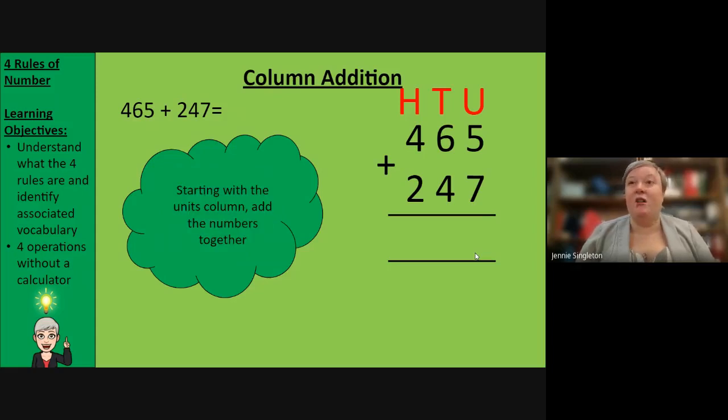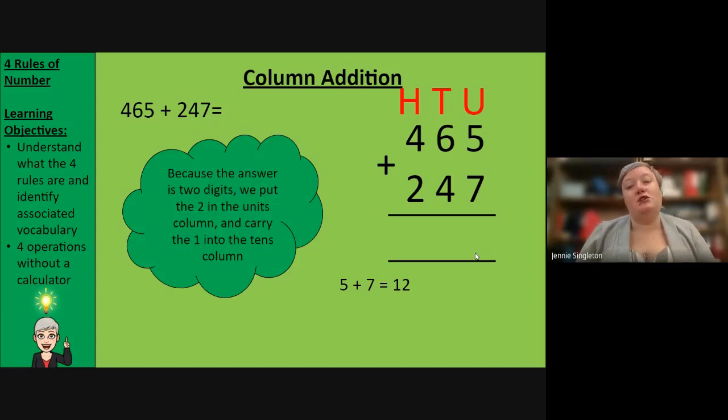Second step, or first step after you've written it out, is you start with the units column and you're going to add those 2 numbers together. So in the units column for this sum, we have 5 add 7. If I do 5 add 7, we get 12. Because that's a 2-digit number, we're going to put a 2 in the units column, but we're going to carry that 1 or that 10 into the tens column, like so.